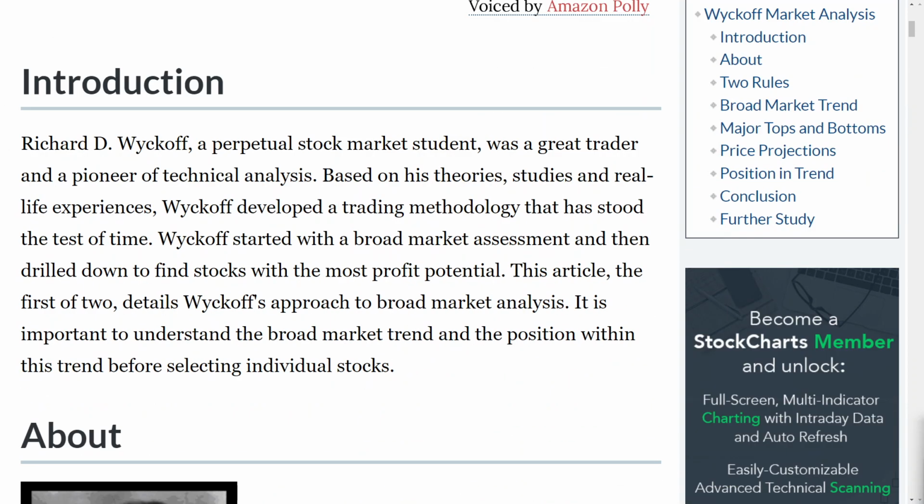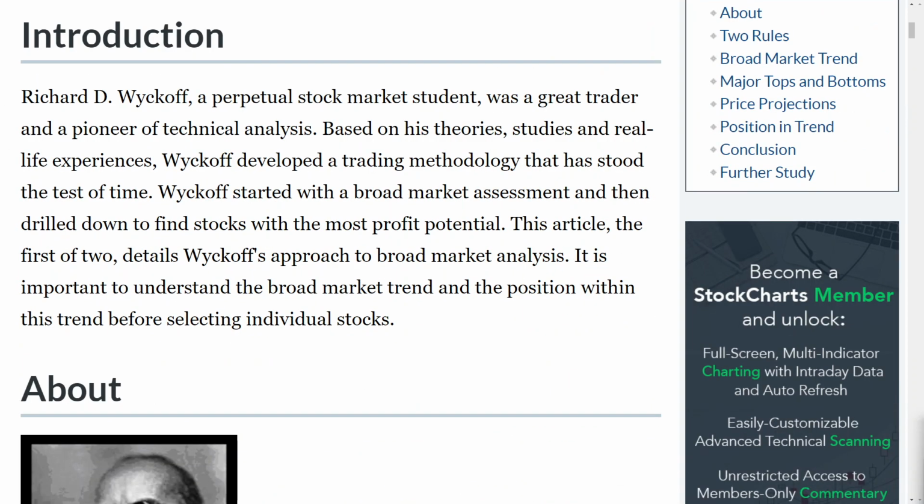Richard D. Wyckoff, a perpetual stock market student, was a great trader and a pioneer of technical analysis. Based on his theories, studies and real-life experiences, Wyckoff developed a trading methodology that has stood the test of time. Wyckoff started with a broad market assessment and then drilled down to find stocks with the most profit potential.